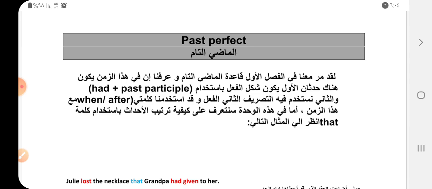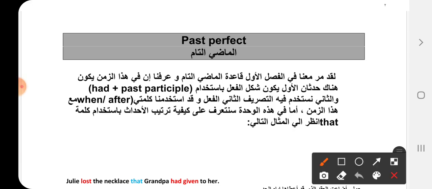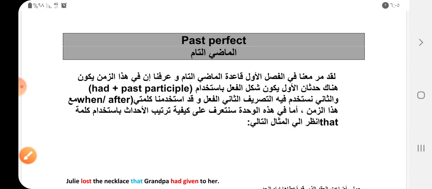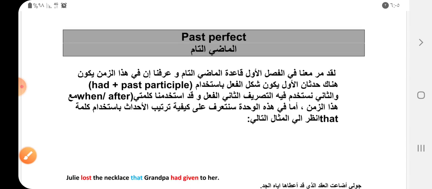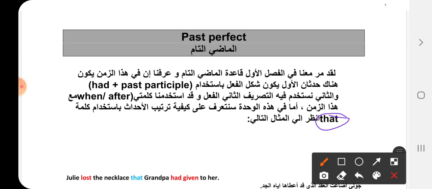Do you remember that past perfect is for talking about something that happened before something else, right? And the other actions in the same sentences are described by verbs in the simple past tense, okay? But in first semester, we used when and after. This is the key word, right? But in this unit, for past perfect today, we will use also that, okay?